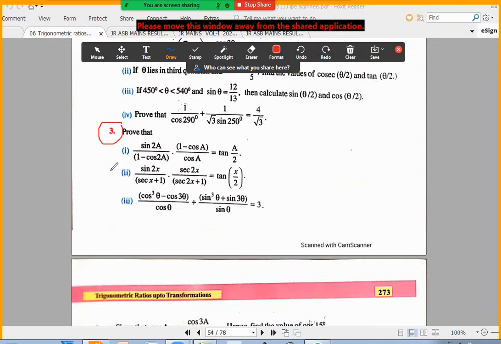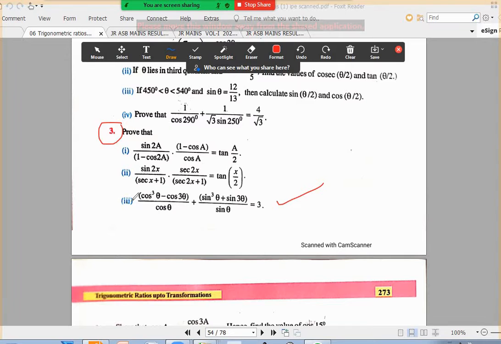Okay. Now this third question has 3 parts in it. Anybody any doubt in any one of them? So third one, last. Second one, okay. I'll discuss the second one also. But coming to third one, I think simply use the cos 3 theta formula, sin 3 theta formula. They'll become very simple, straightforward.